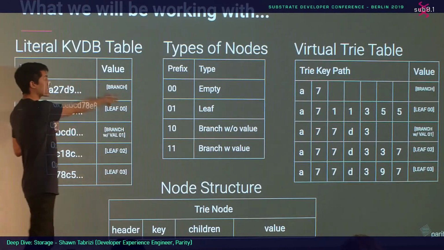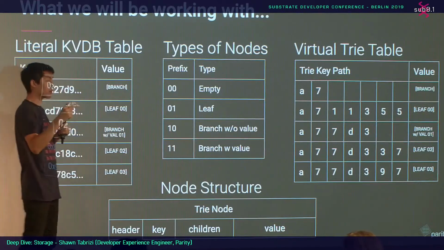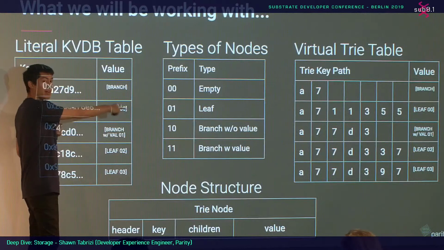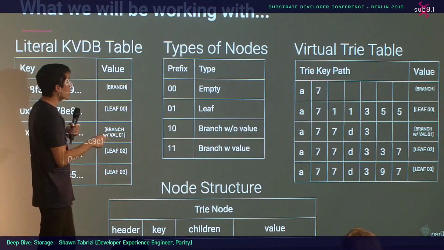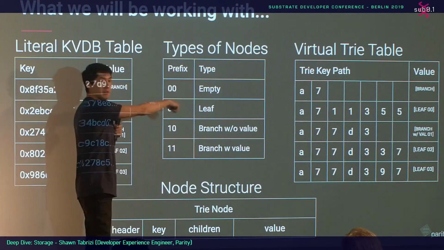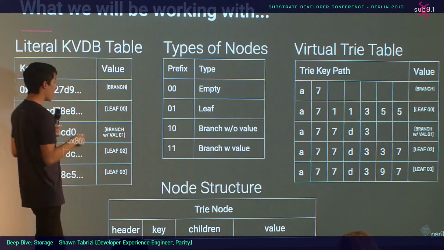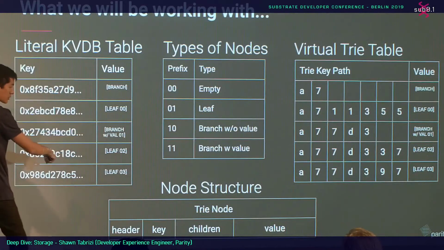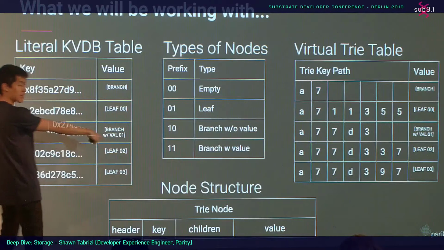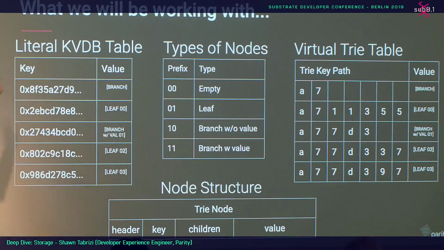There are the different kinds of nodes we support. In the Merkle trie, you have these leaves, you have branches, and you can see branches can have values or no values, and we'll talk about that a little bit later too. We have a virtual trie table, so this is the actual keys that you might be most familiar with, the things that you're actually using. And of course we have a node structure. The actual node of a trie has these different components, like the header, the key, the children, and some value. So this is the lay of the land, and now let's look at a very complicated graph.